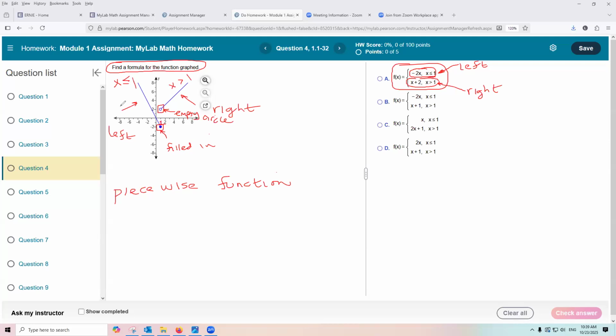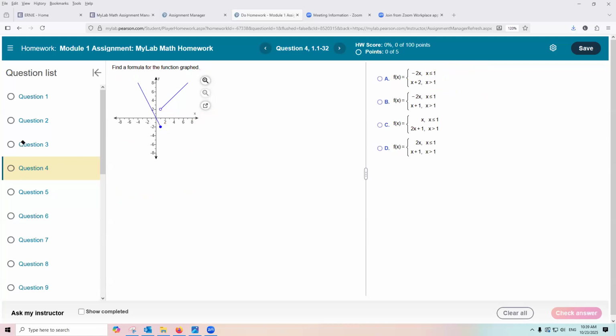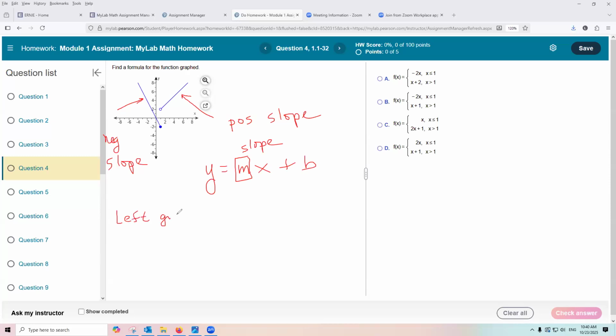All right. So let's try to analyze the left side and the right side. Well, the first thing I'm noticing is the left side is a downhill curve. Well, this has to have a negative slope, right? A downhill line is a negative slope. An uphill line is a positive slope. And so you probably remember that the equation of a straight line is y equal mx plus b. This m is the slope. So what I'm noticing here is the left side graph must have a negative slope, a negative m. The right side graph has to have a positive slope.